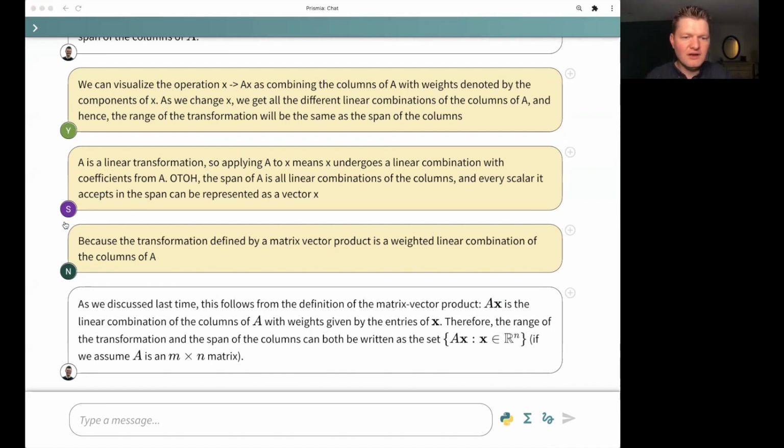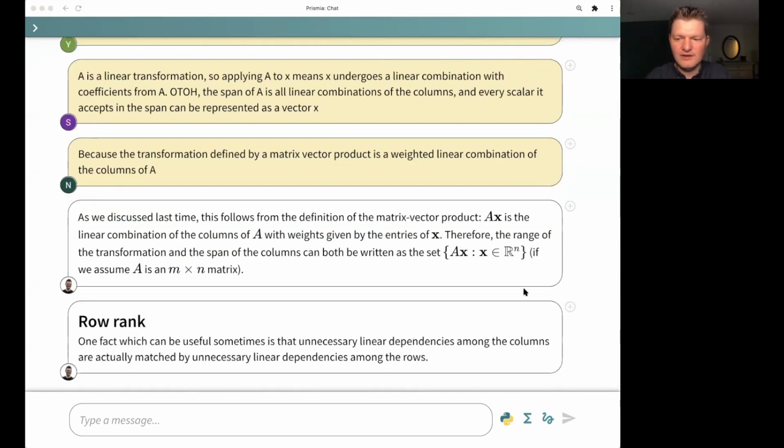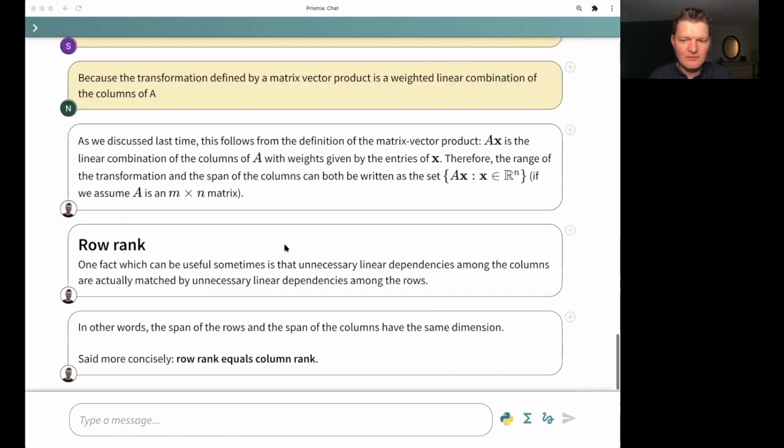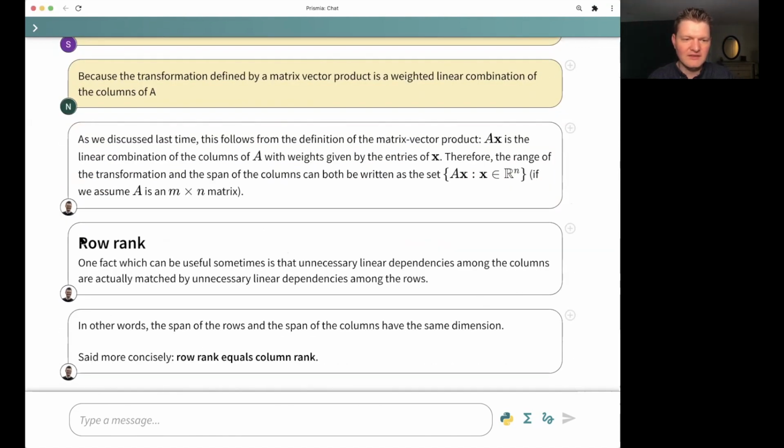I want to mention another thing because it ties in with one of the homework problems. This is a surprising fact, maybe the first really surprising fact about linear algebra. Unnecessary linear dependencies among the columns of a matrix are actually matched by unnecessary linear dependencies among the rows. If you haven't thought about it too much, maybe it sounds believable, but I think there's really no reason to expect this to be the case.